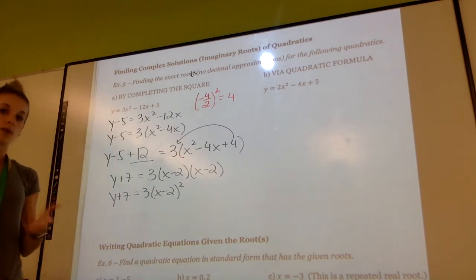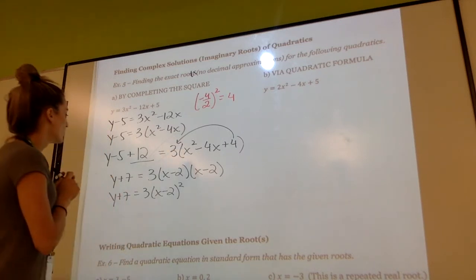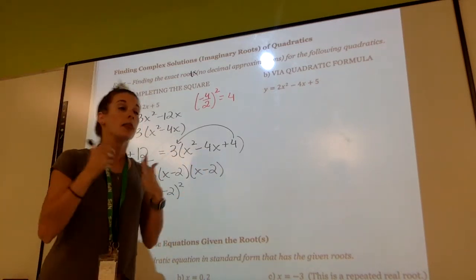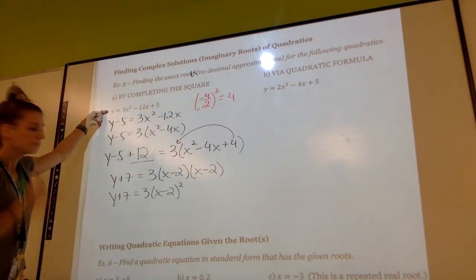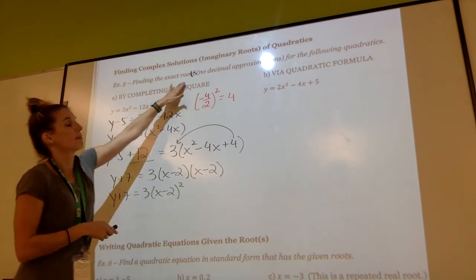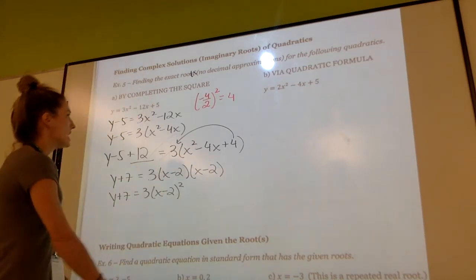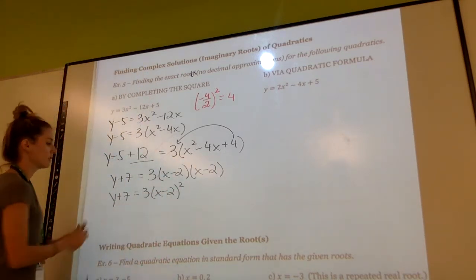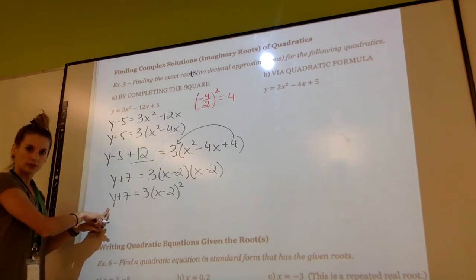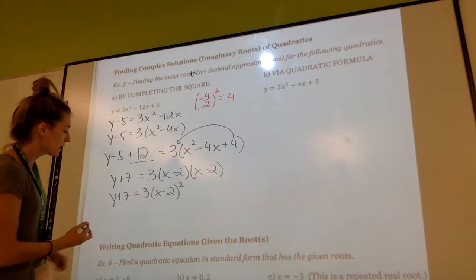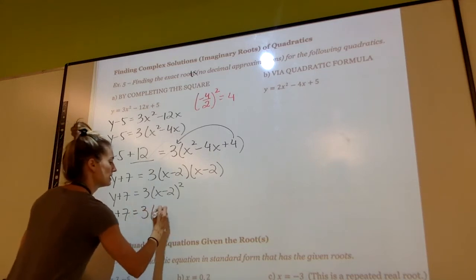Now, this is the point where the directions are important. The directions did not say find vertex form. The directions did not say just complete the square. The directions said find the exact roots for the following quadratic, right? Roots, remember, is another way to say solutions, to say zeros. So if you're looking for the roots of this equation, you want to figure out what x equals when y is 0. You're finding your solutions for x, essentially. So we're going to let y equal 0 at this point, and we're going to solve for x.